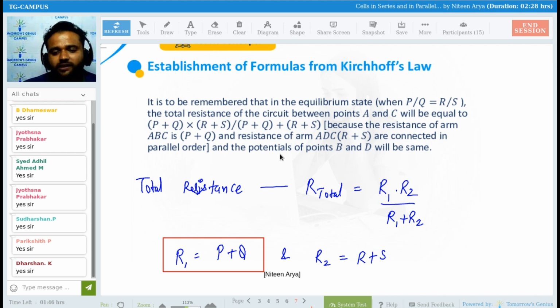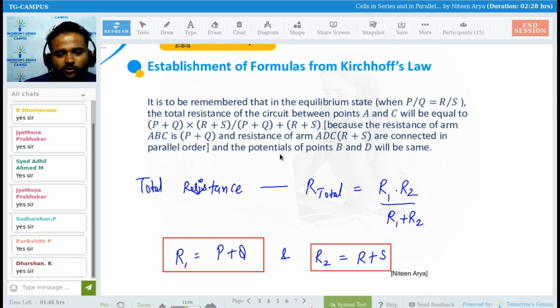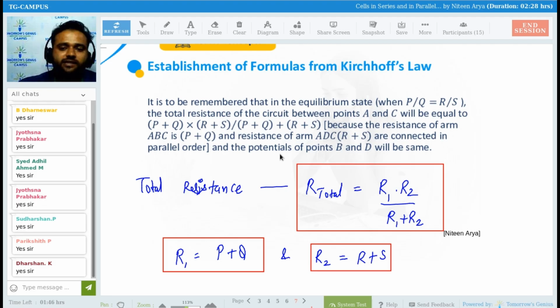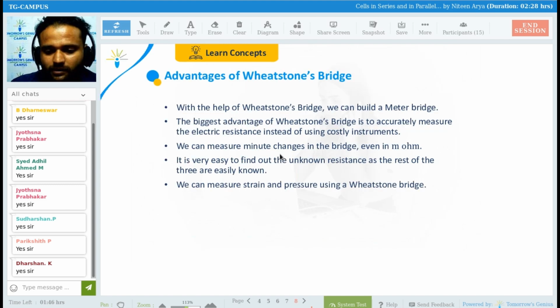So whatever is written down, I just write down in formula form. This is automatically everything written in this way. Okay, this is very simple. At the balance Wheatstone condition, automatically the middle resistance is going to be neglected, and when it is neglected, P and Q are in series. Similarly, R and S are in series, and both are in parallel. So the total resistance is this.